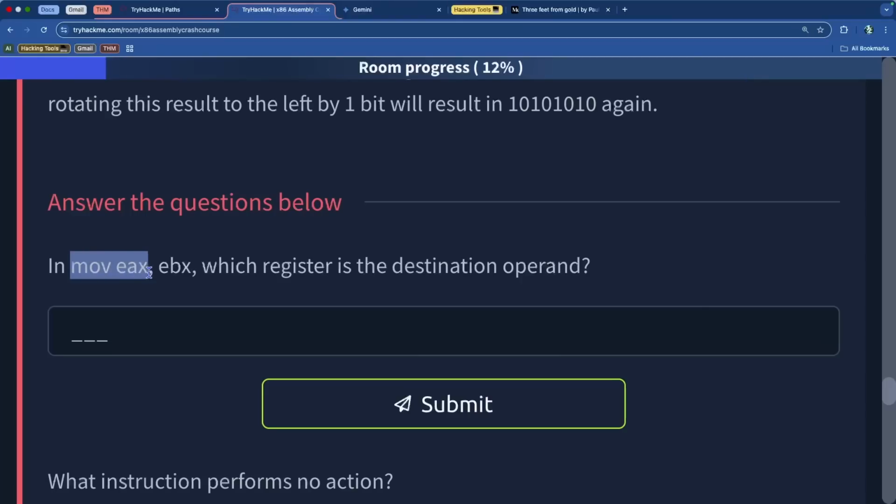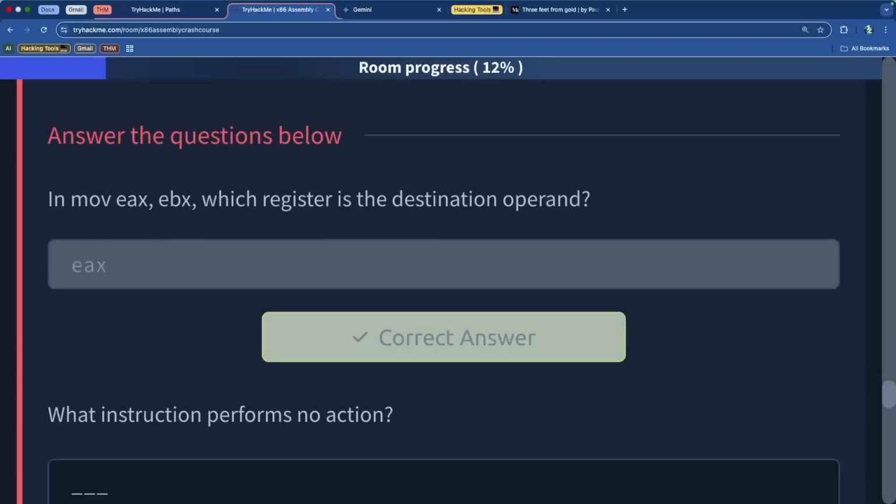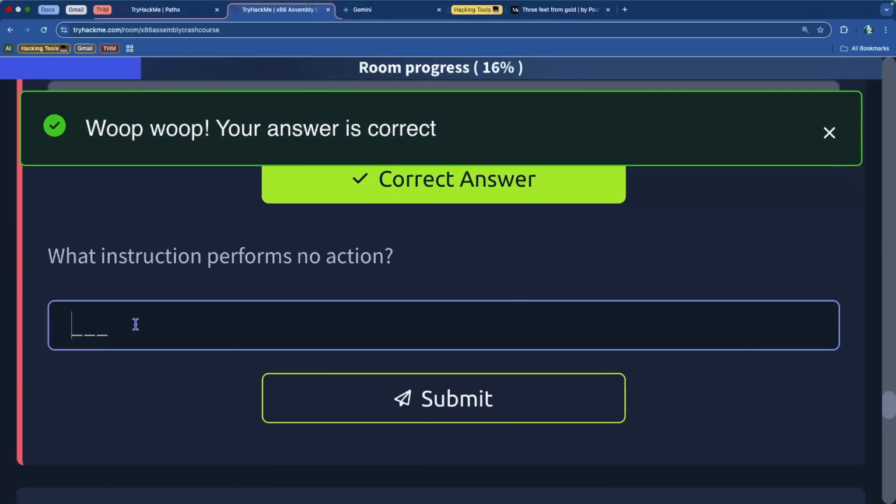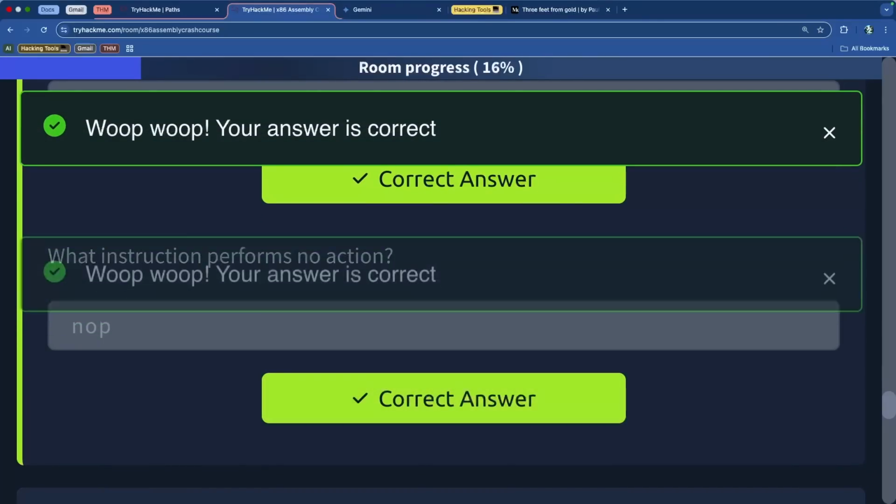In move EAX EBX, which register is the destination? So remember, we're moving this to this destination. So in this particular case, EAX would be the destination. Which instruction performs no action? That is the NOP, the no operation.